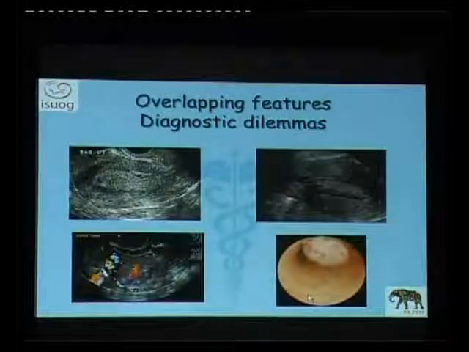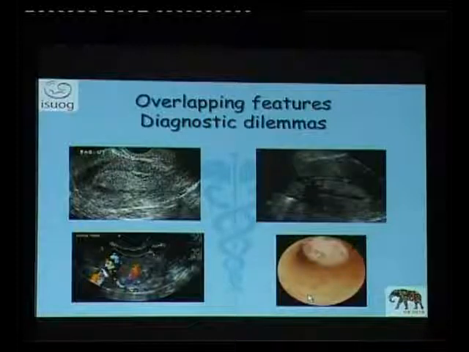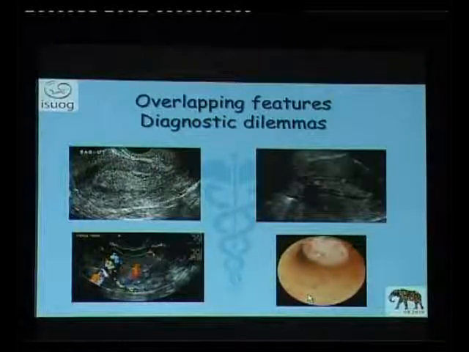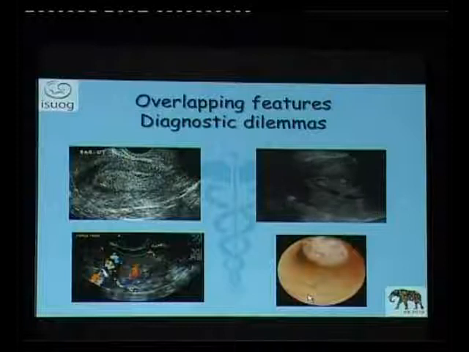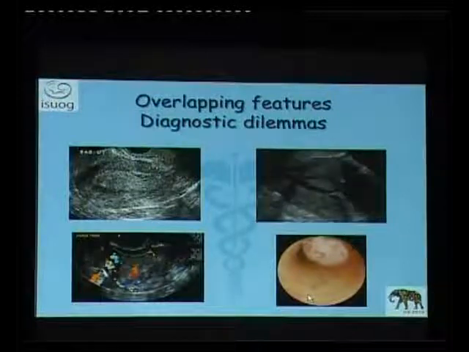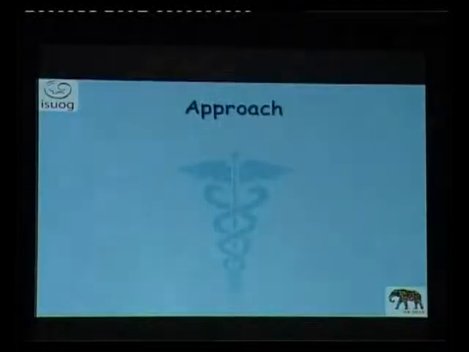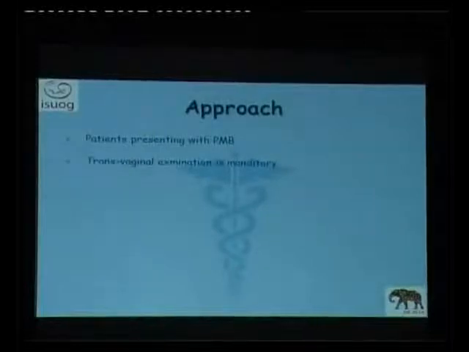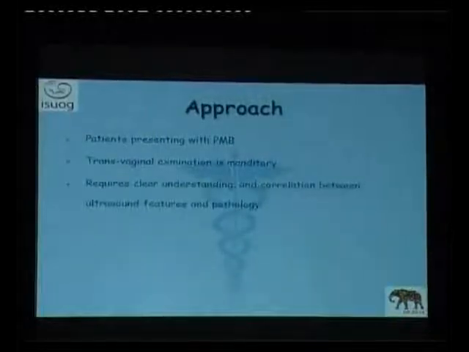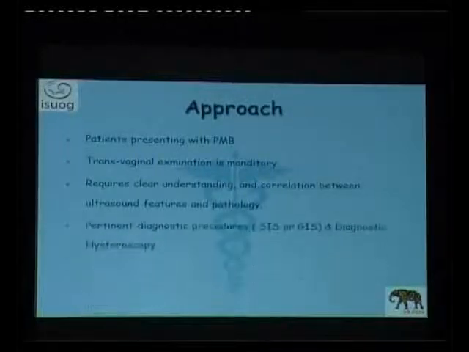So these are very different types of presentations which we come across with overlapping features, which can be confused for malignancy, or it could be a benign lesion that turns out to be a malignant lesion. So these are the things which we have to keep in mind, and this sort of problem can be overcome when we have a definite approach. Whenever we have a patient presenting with postmenopausal bleed, a transvaginal examination is mandatory and requires clear understanding and correlation between the ultrasound features and pathology.